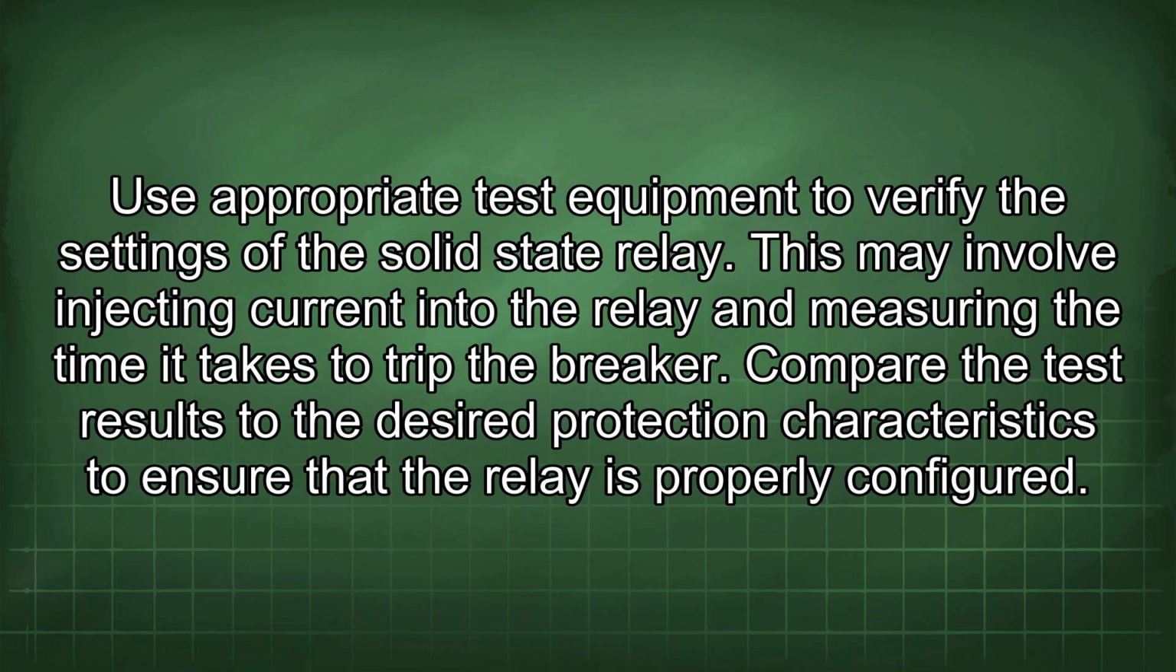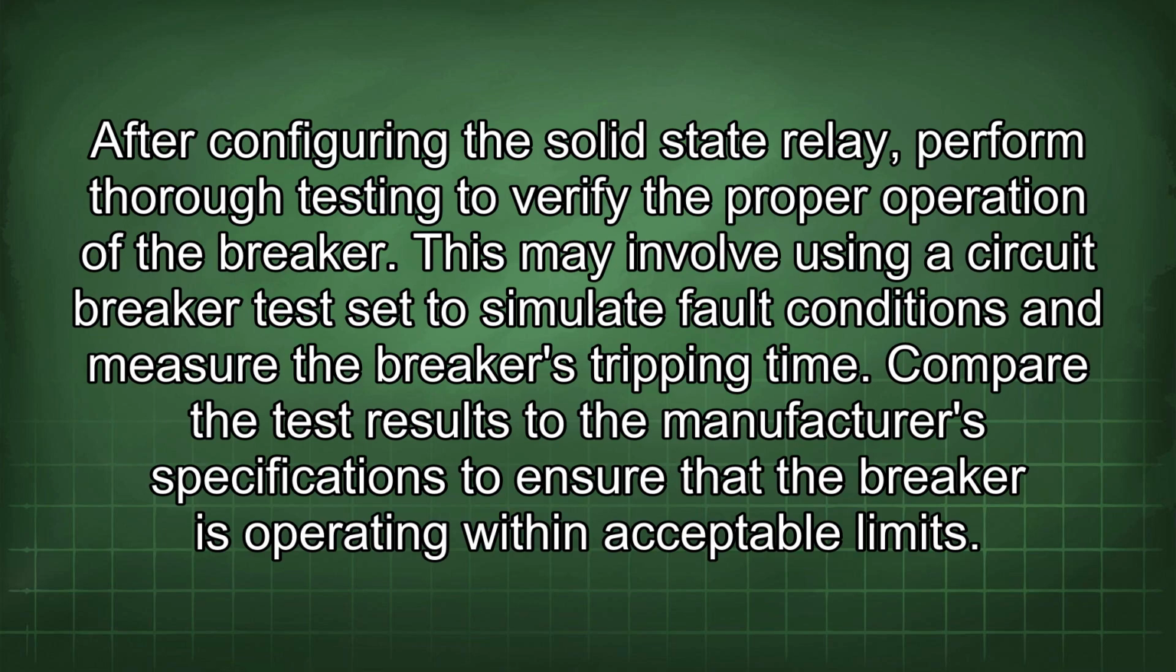Use appropriate test equipment to verify the settings of the solid-state relay. This may involve injecting current into the relay and measuring the time it takes to trip the breaker. Compare the test results to the desired protection characteristics to ensure that the relay is properly configured. After configuring the solid-state relay, perform thorough testing to verify the proper operation of the breaker. This may involve using a circuit breaker test set to simulate fault conditions and measure the breaker's tripping time. Compare the test results to the manufacturer's specifications to ensure that the breaker is operating within acceptable limits.